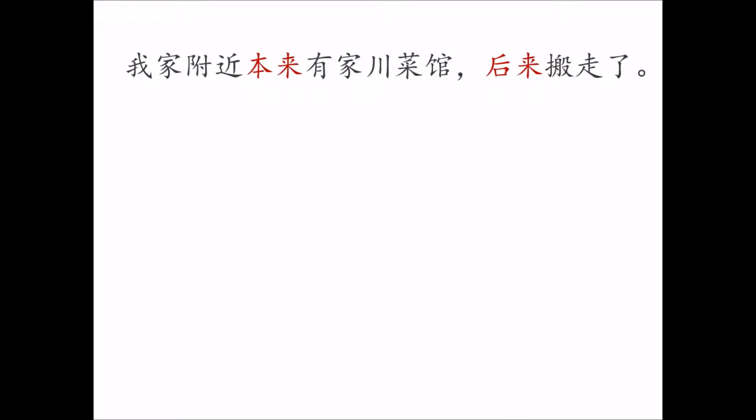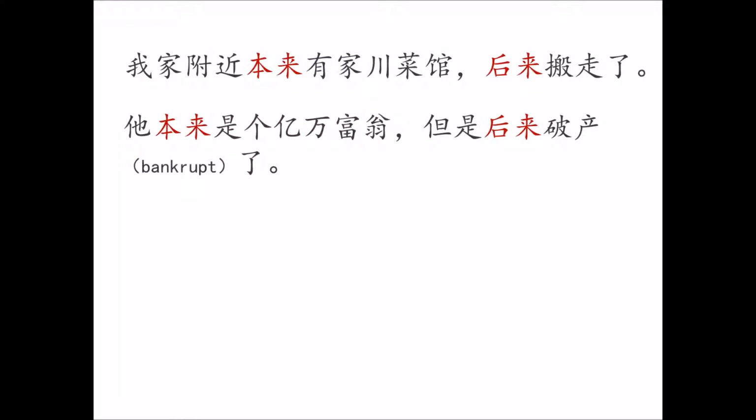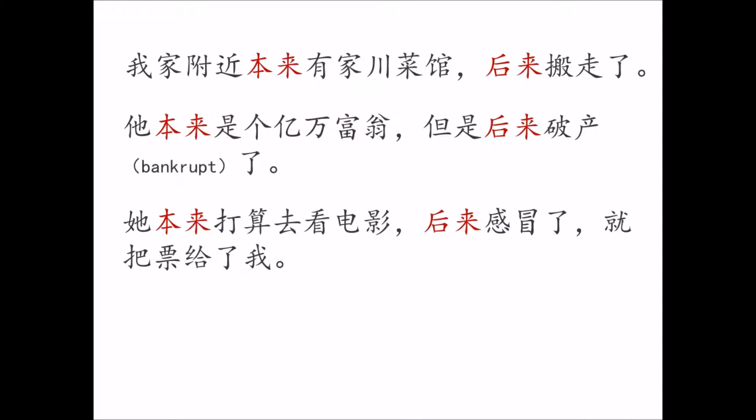我们来看一些例子。我家附近本来有家川菜馆，后来搬走了。There used to be a Sichuan restaurant near my house, but later it moved away. 他本来是个亿万富翁，但是后来破产了。He used to be a billionaire, but later he went bankrupt. 他本来打算去看电影，后来感冒了，就把票给了我。He was planning to go to a movie, but later he got a cold, so he gave the ticket to me.